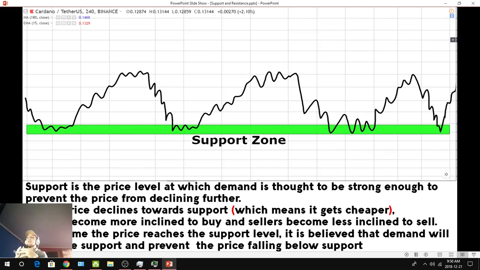Support is a price level at which demand is thought to be strong enough to prevent the price from declining further, correct? That means when that specific market goes to that zone, there's a lot of demand. People think that's a good deal, and everyone wants to start buying at that specific low point, because then demand gets high because that's a good deal for them, correct?